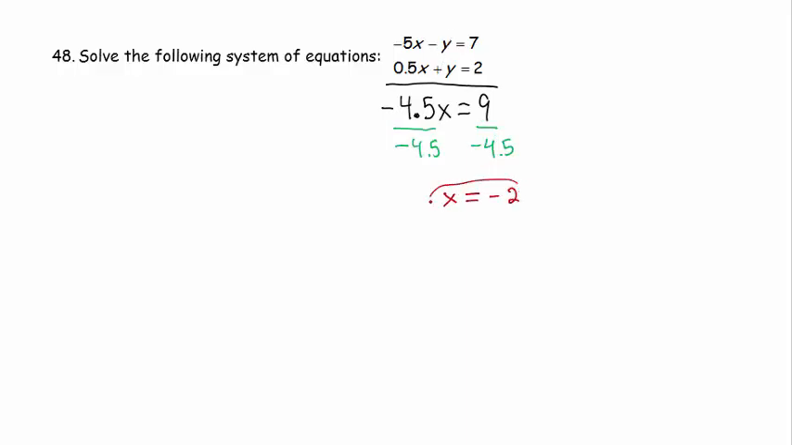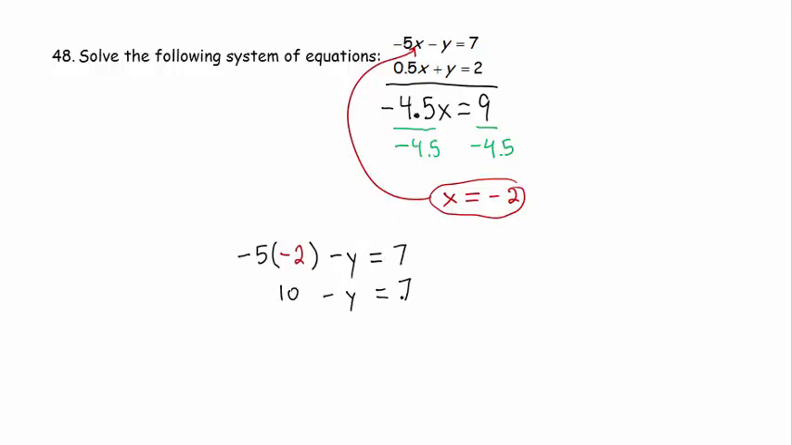We put this back in either one of the original equations. Let's go right back here. So we have negative 5 times the negative 2 that we're plugging in minus y equals 7. 10 minus y equals 7. Well, I know 10 minus 3 equals 7, so y must be 3. And the solution of the system, x is negative 2, y is 3. And if you have the opportunity, you should check these by plugging negative 2 in for x and 3 in for y into the other equation to see if you get a true statement, which you will. Let's look at the answer key.